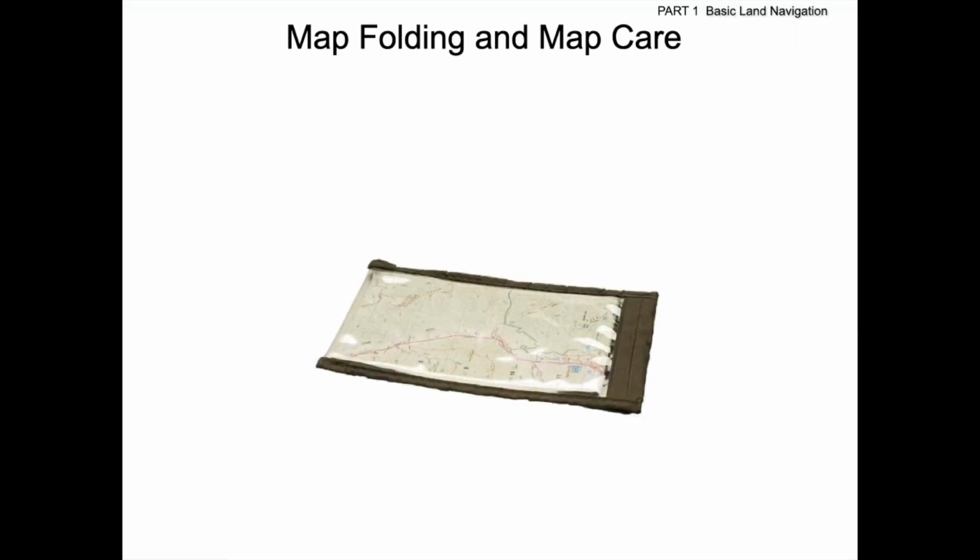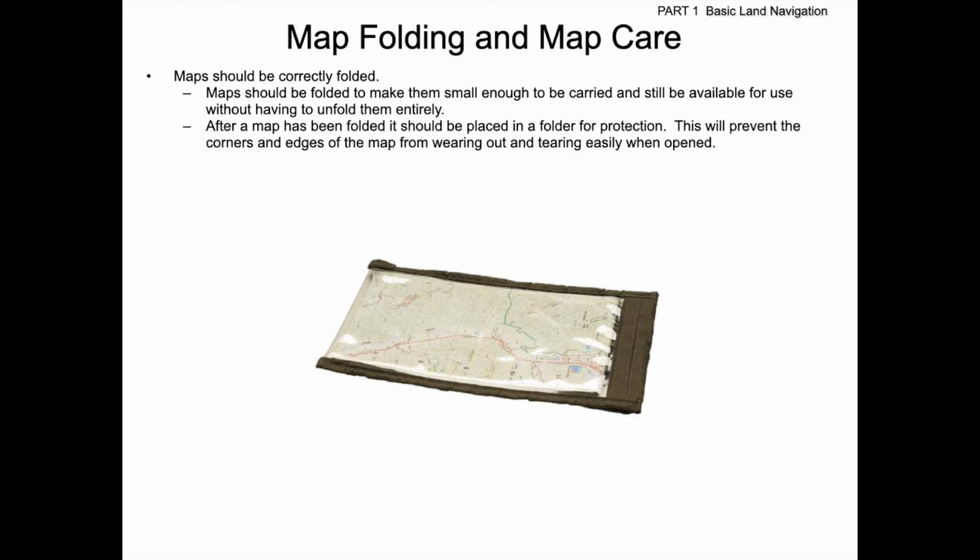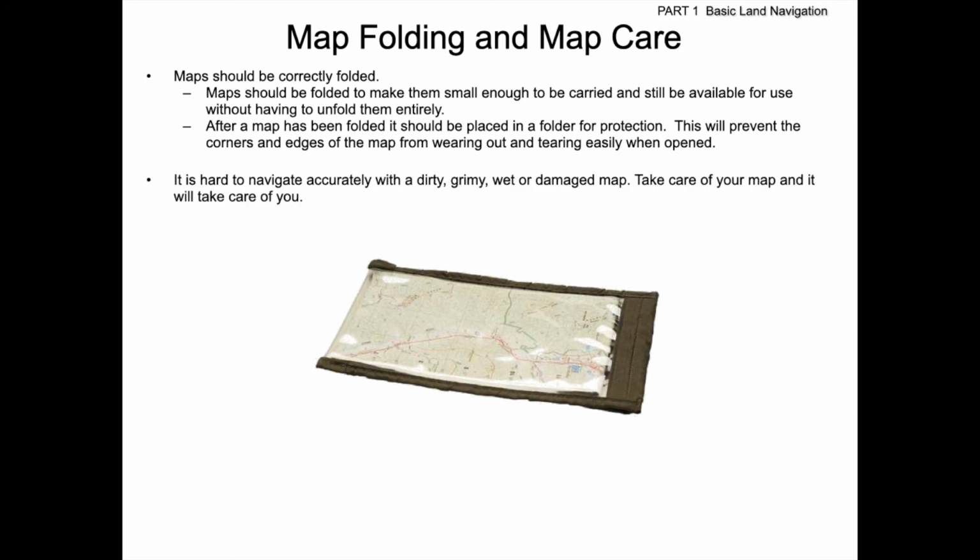And now we'll go through a little map folding and map care. Maps should be correctly folded. Maps should be folded to make them small enough to be carried and still be available for use without having to unfold them entirely. After a map has been folded, it should be placed in a folder for protection. This will prevent the corners and edges of the map from wearing and tearing easily when opened. It is hard to navigate accurately with a dirty, grimy, wet, or damaged map. Take care of your map, it'll take care of you.